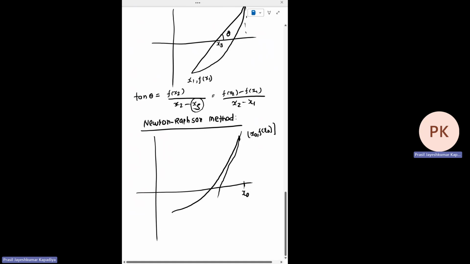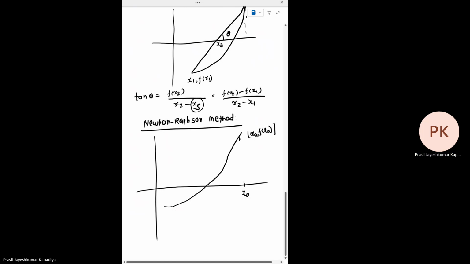Sorry, my drawing is really bad. What is a tangent? It just touches at one point. So let's say this is my tangent and this is x1. Now similarly from this point also I will draw one tangent to get x2. Now similarly this point x3. So like this we can find our solution.